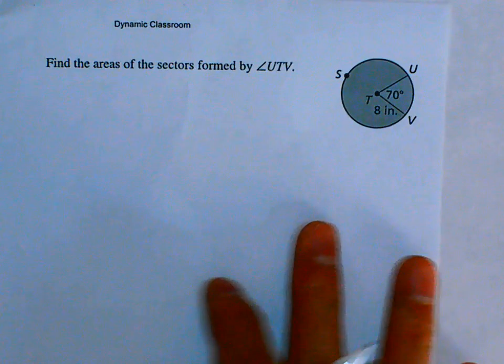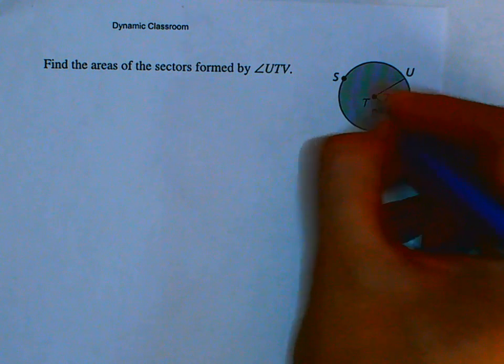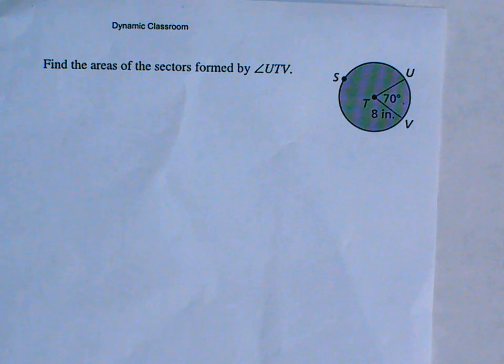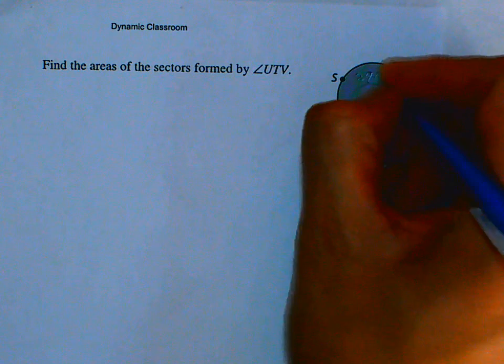Okay, example number 2 has actually 2 parts to it. They want me to find the areas of the sectors formed by the following angle, U, T, and V. Okay, so there's 2 sectors, the inner sector and then the outer sector. Now for the outer sector, all you have to do to find that angle is subtract 70 from 360. So this angle right here is 290.